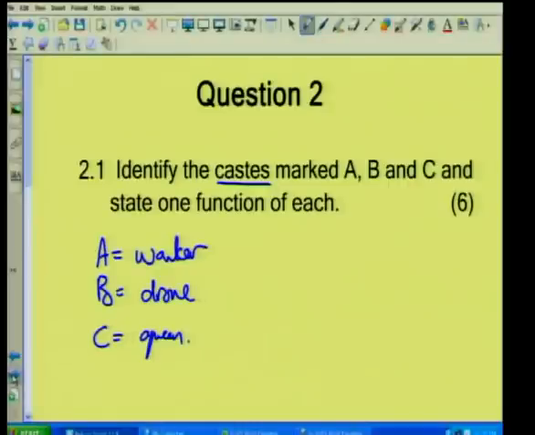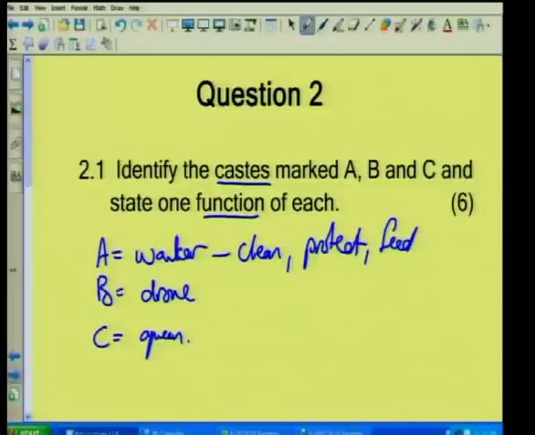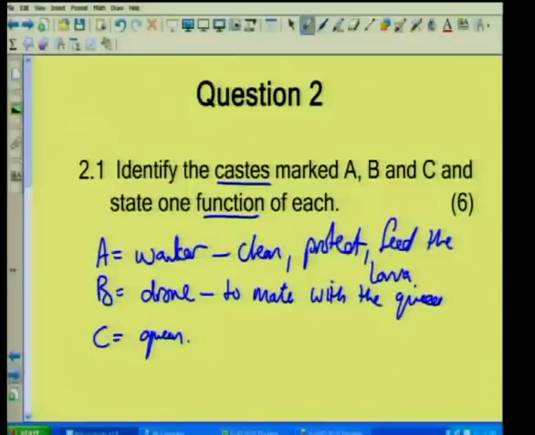Okay, so now to the functions. We have to give one function of each. The worker bee, well, what does the worker bee do? You could have put any one of the three: they clean, they protect, and they feed the larva. They clean everything, they protect everything, they feed those babies, they're the nursemaids, etc. The drones mate with the queen. And the queen, oh, well, she just lays eggs. That's her job. All right, so there we've got our functions.